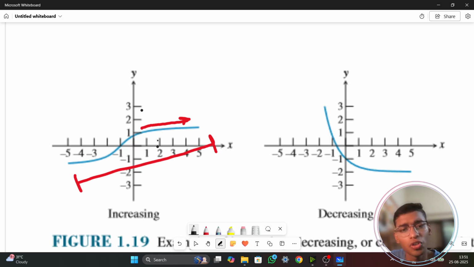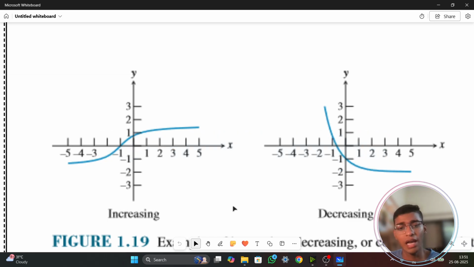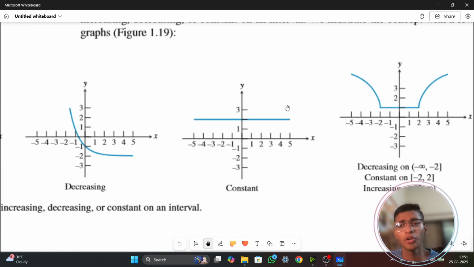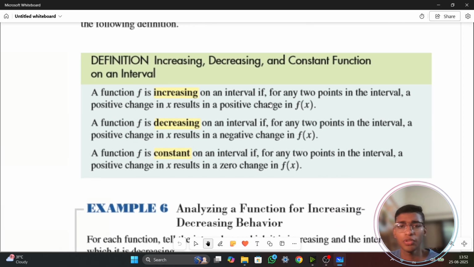For any two values of x, you would be getting some corresponding y, that is f(x). y is nothing except f(x). So if I take this one point and this another point, and I am getting a positive slope, then that means my function is increasing. This is all that was said in that definition. So this was the definition for an increasing function.